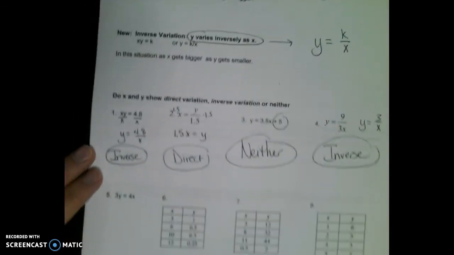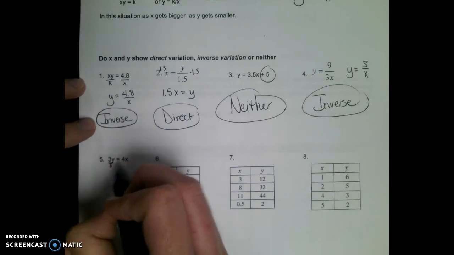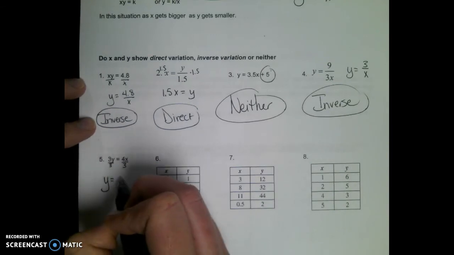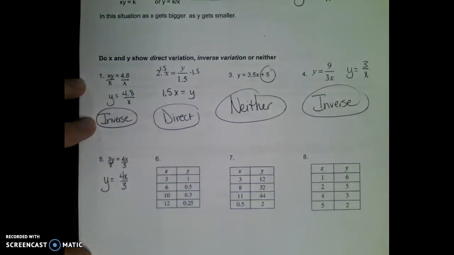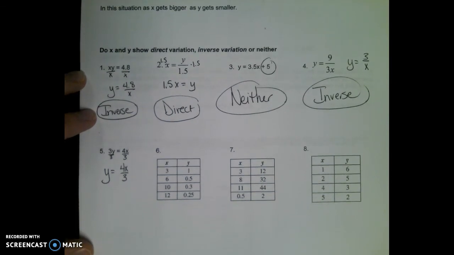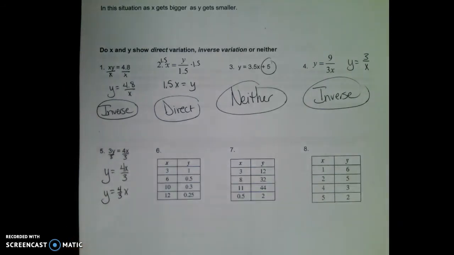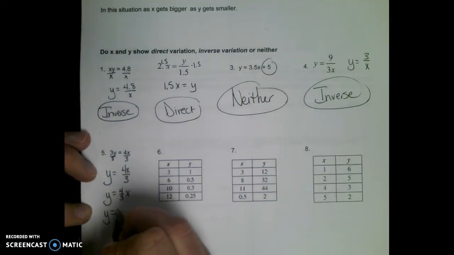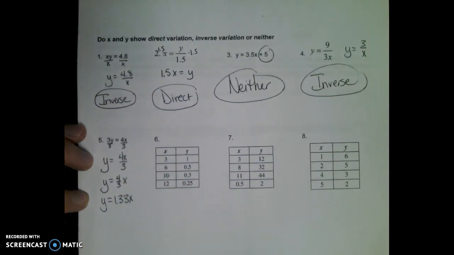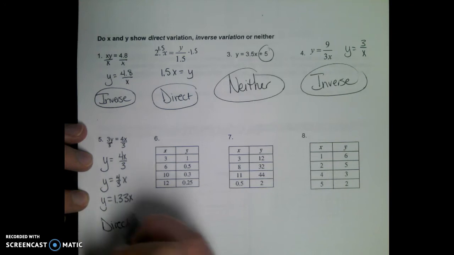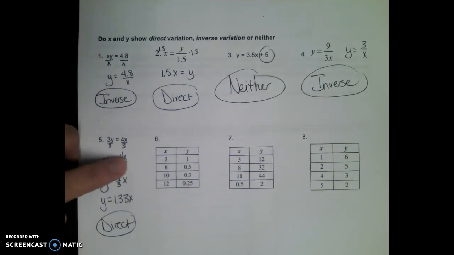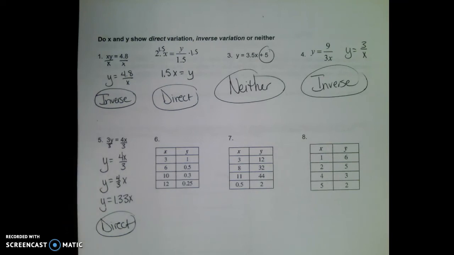All right, how about number 5? Divide by 3. 4x. You could also write this as y equals 4/3 times x. The important thing is, is x on the top or is x on the bottom? X is on the top. Could you take 4/3 and change it to a decimal? It's like 1.3 repeated. So if this was y equals 1.33x, what relationship is that? Direct. So don't let the fractions confuse you. 4/3 x or 4x over 3, that is still direct because x is on the top.